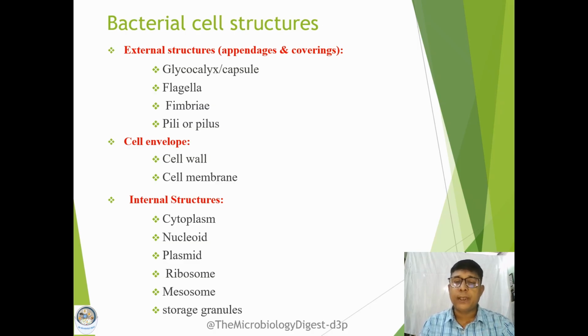These are the different components which are present in a bacterium, and for easy understanding, we have divided these components into three different parts. The first part is the external structures, including the appendages as well as the coverings, then the cell envelope, and the internal structures. In our subsequent discussions, we will be discussing the structures one by one in greater detail.